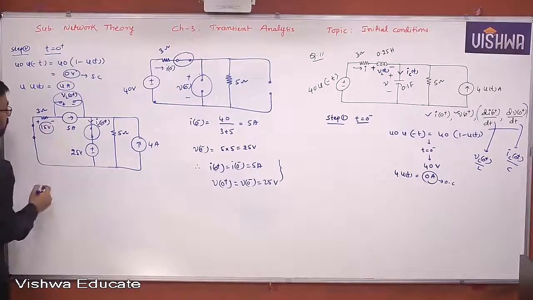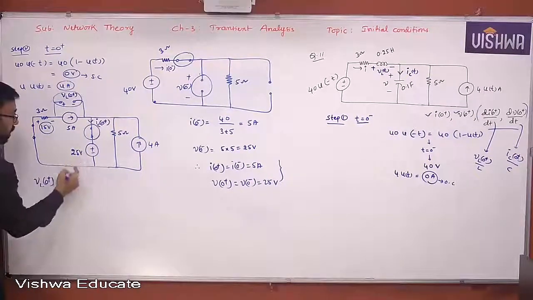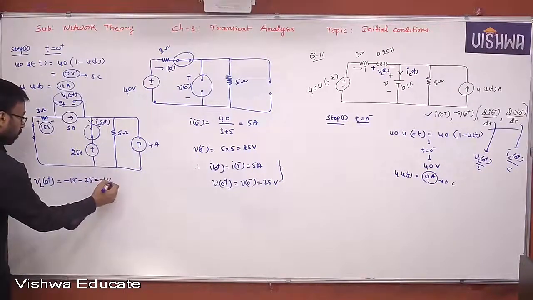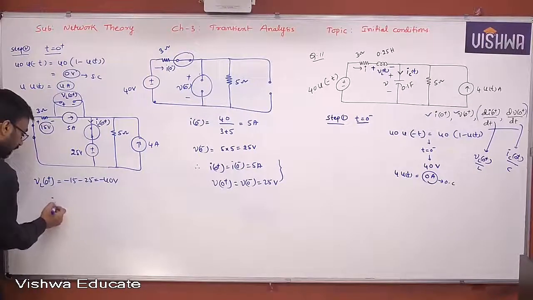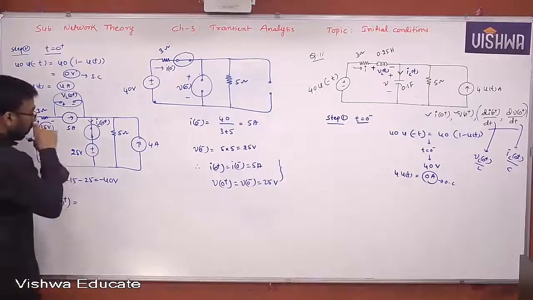Touching the negative sign first, VL of 0 plus is minus 15, minus 25, so minus 40 volts. IC of 0 plus will be the current flowing through this path.